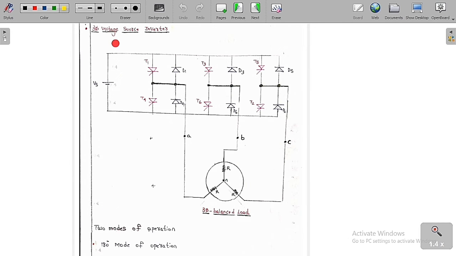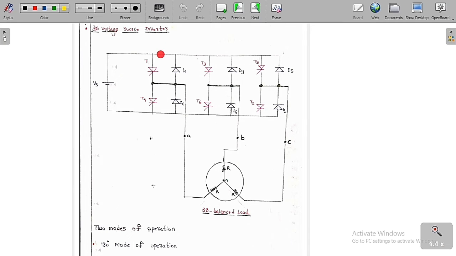So now we are going to learn about the three-phase voltage source inverter. In a three-phase voltage source inverter, we are going to use DC as input and we are going to get three-phase AC as output. So here simply we are going to convert a DC source into a three-phase AC source. We get a three-phase AC supply at the output. So that is called a three-phase voltage source inverter.